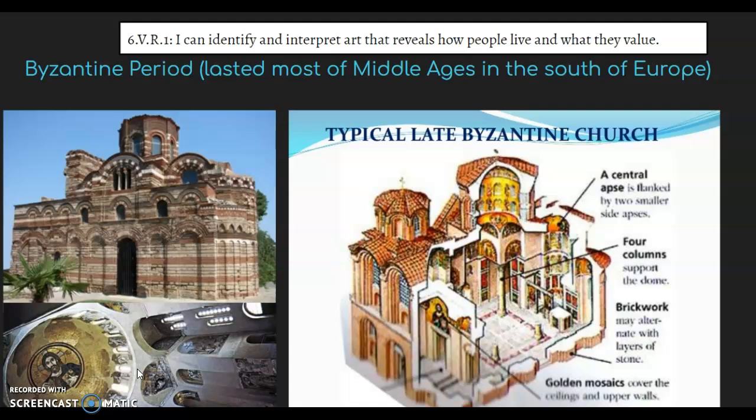And what I want you to think about is the fact that their churches are stone and brick, whereas the other Viking churches were wood. Think about why we said that was, and how that might connect with the differences in the art and the purposes of the Byzantine people.